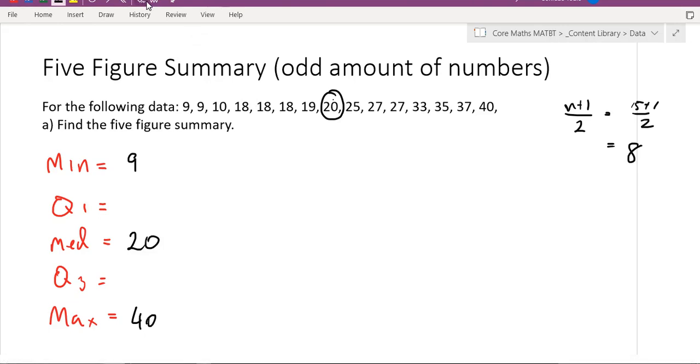So that's the formula to find the median. Shaya? Oh, sorry. Yeah, I'm sorry.